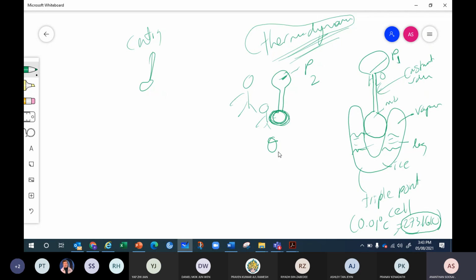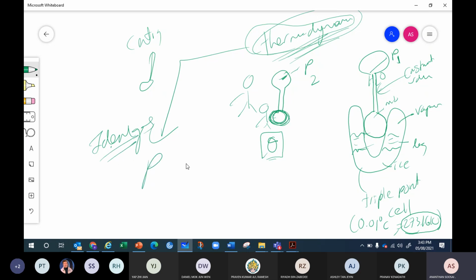Then after that, the doctor wants to measure the theta. So how are you going to measure the theta? He uses the thermodynamic scale. Thermodynamic scale is based on what law? Based on the ideal gas law. Based on the ideal gas law, the pressure of the gas is directly proportional to temperature. So the first reading he got, P1, is directly proportional to 273.16 Kelvin for sure, because it's the triple point of water.